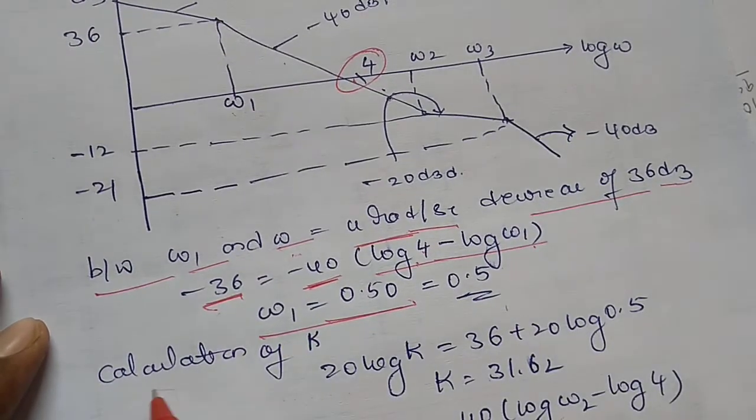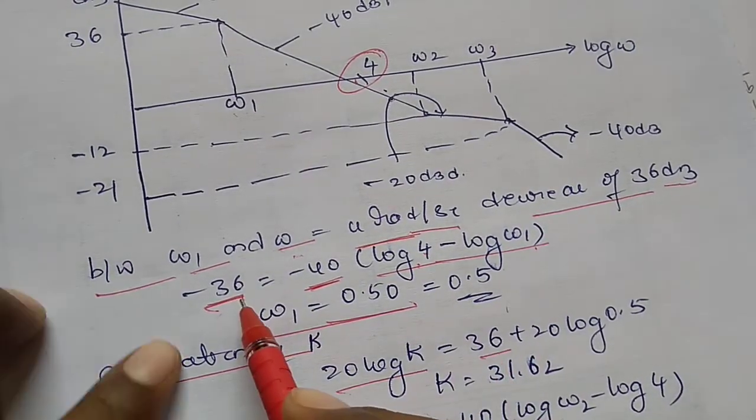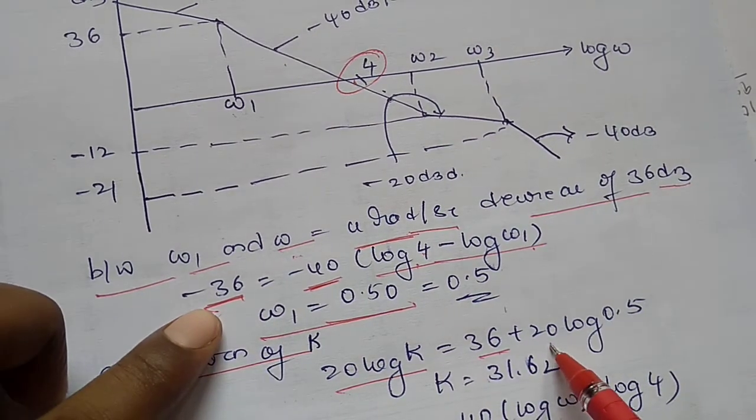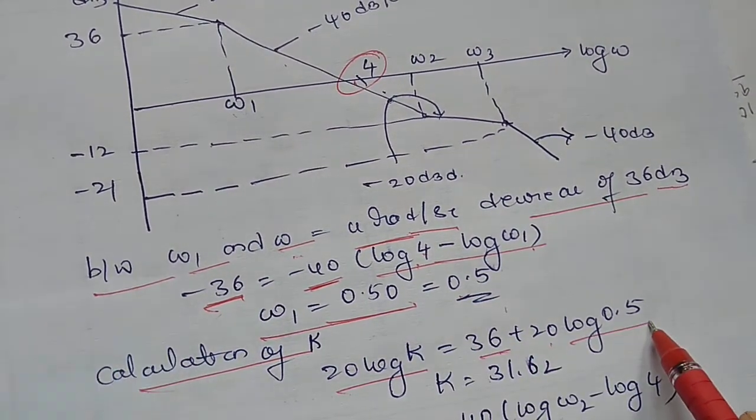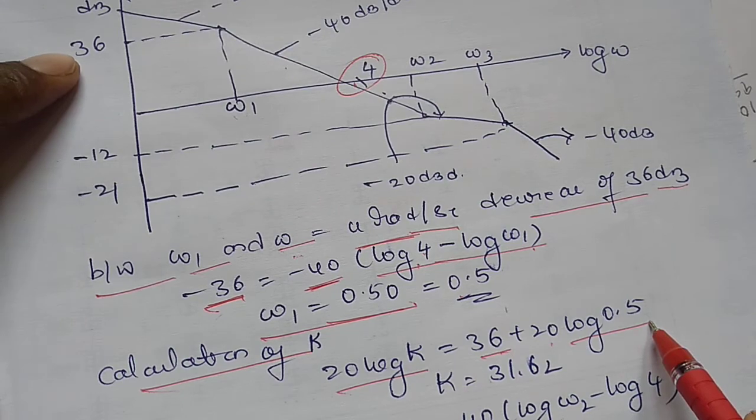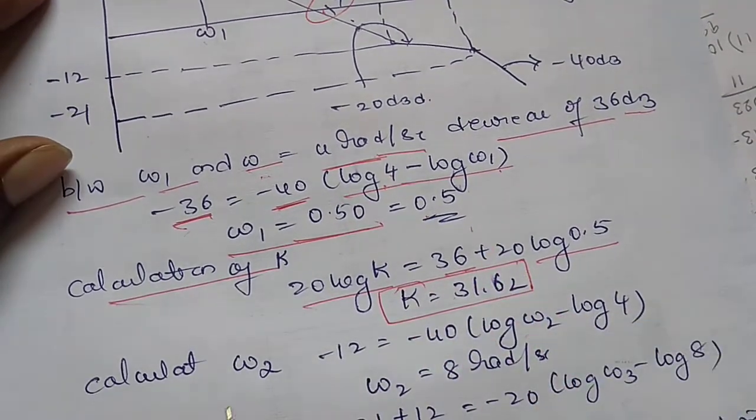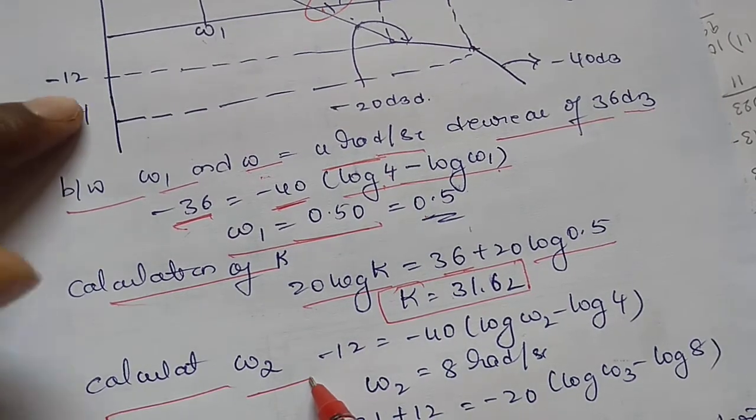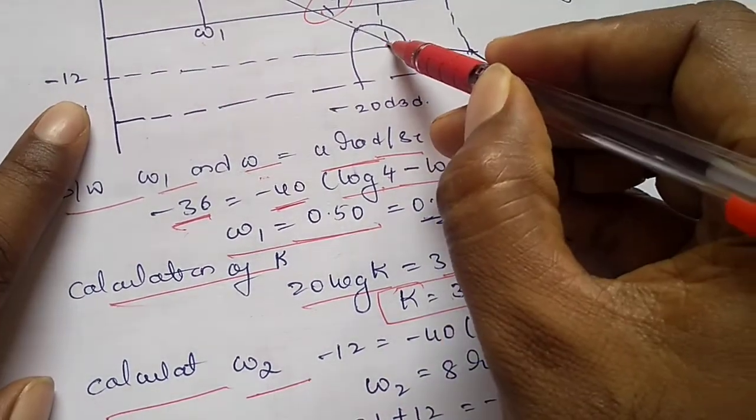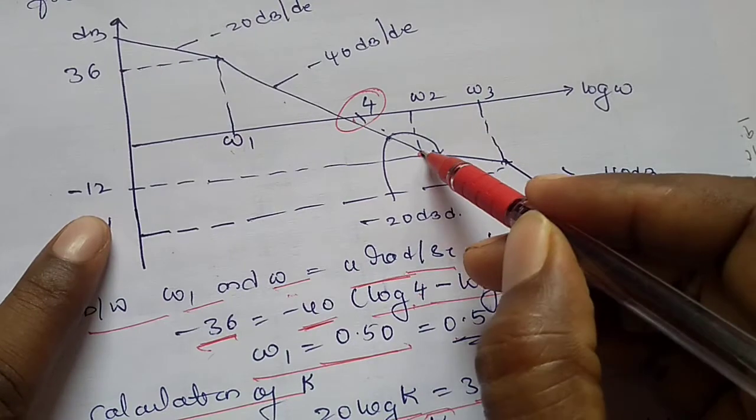Then calculate the value of k. So 20 log k is equal to 36 dB plus 20 log 5. So 36 dB is the positive slope. So we will get the value of k is 31.62. Similarly, to calculate omega 2, consider this point. This is the omega 2 crossover point.